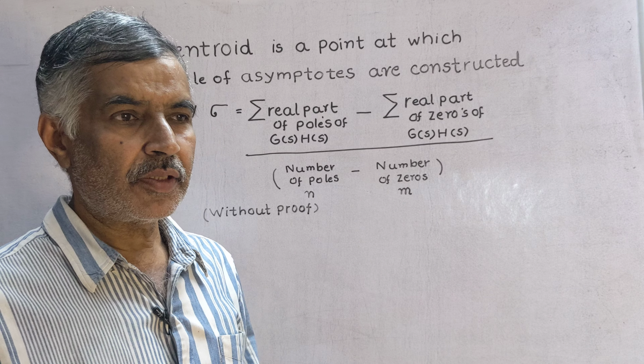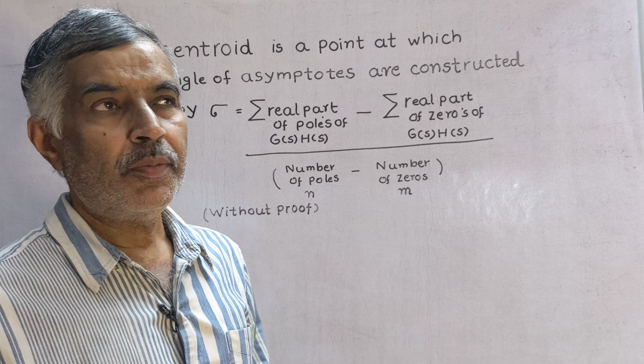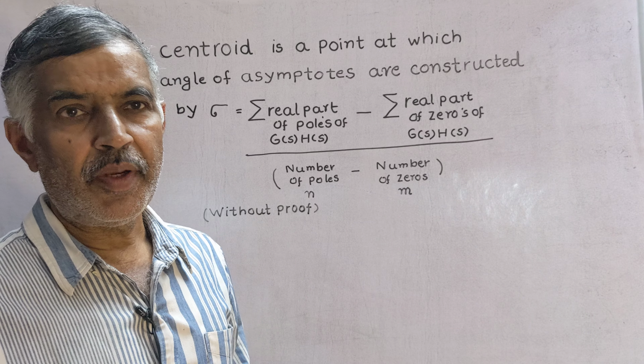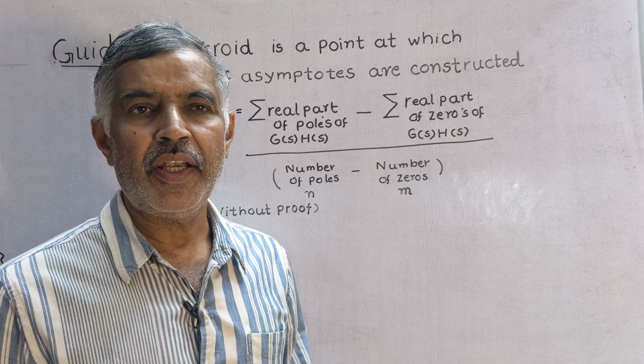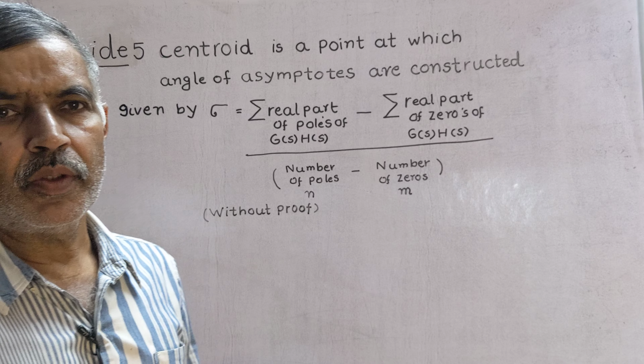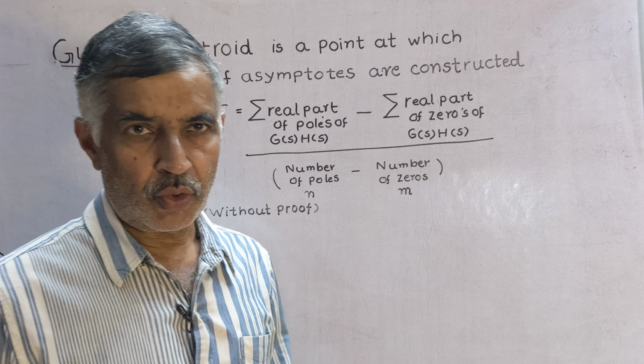And in the last class we calculated angle of asymptotes. Angle of asymptotes comes into picture only when the root locus branches terminate at infinity. If they are not terminating at infinity, then there is no point in calculating the angle of asymptotes.